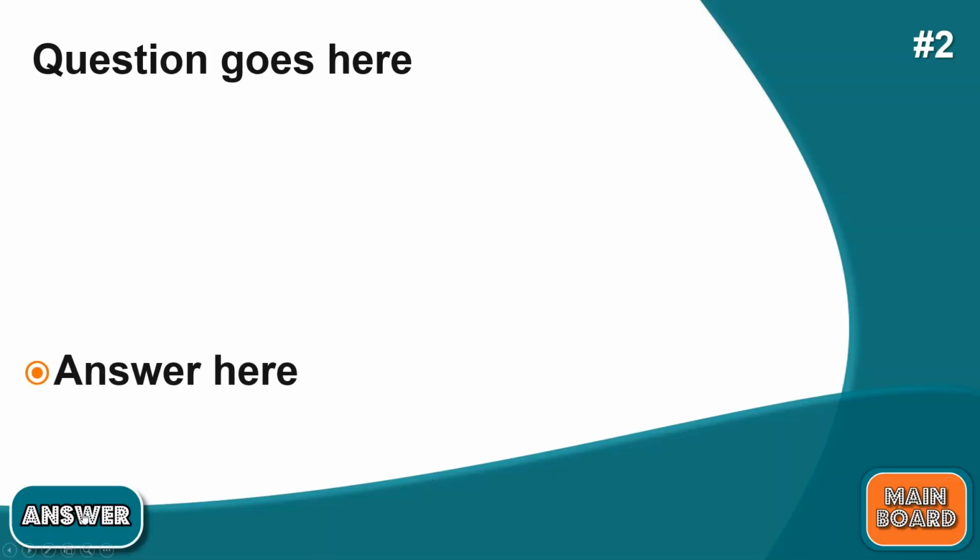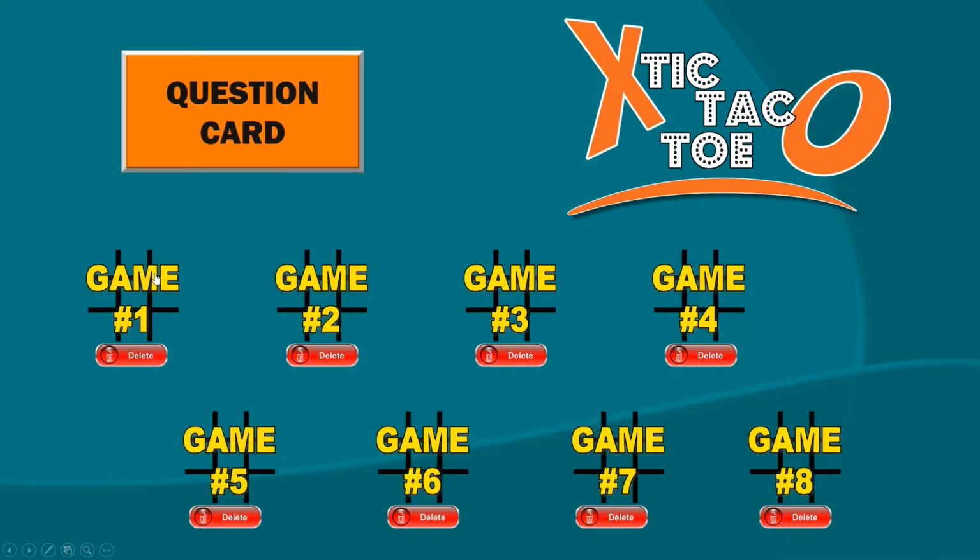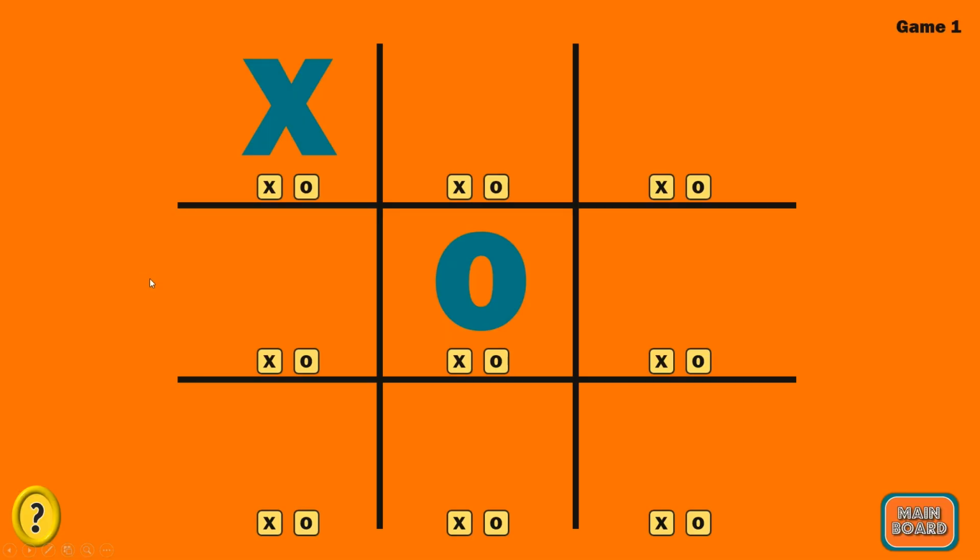All right. There's question 2. Back to the main board. Now, notice if we're playing, we played our second one. My scorekeeper has done the scores. Now I'm going to go back to game number 1, and look at that, my X and O is still there. All right. So now team X, where do you want to go?